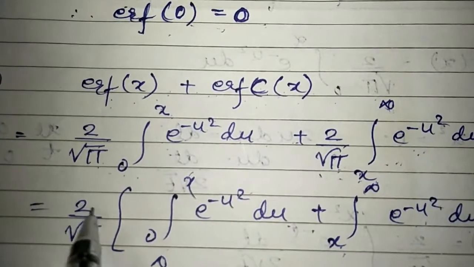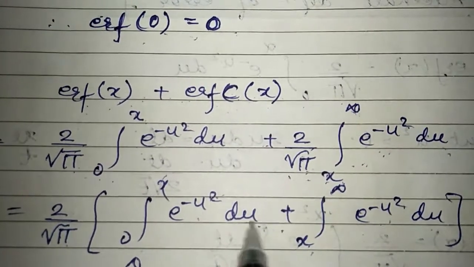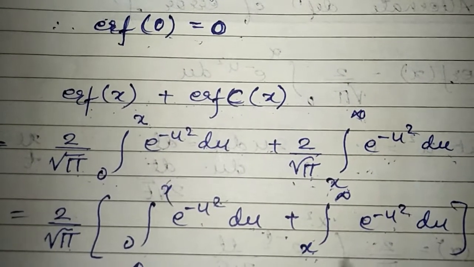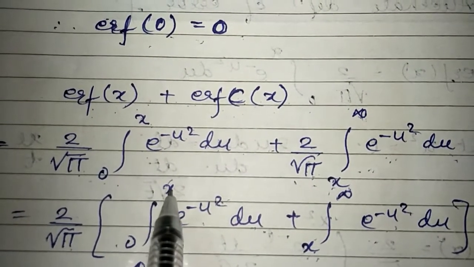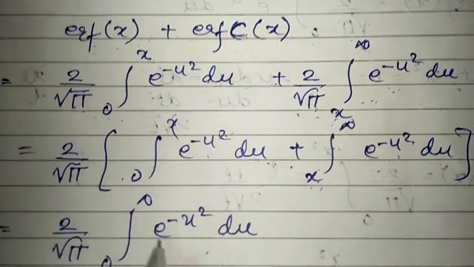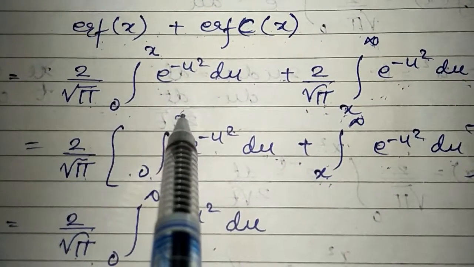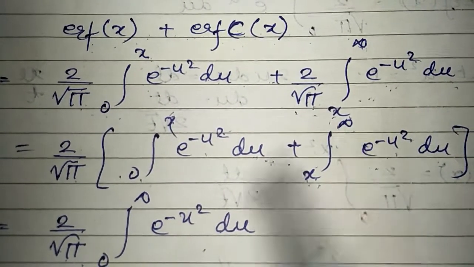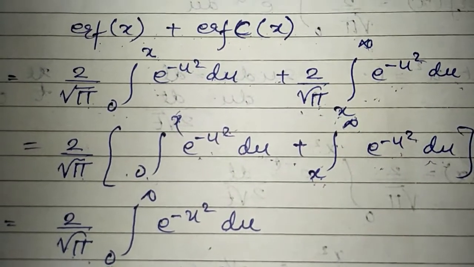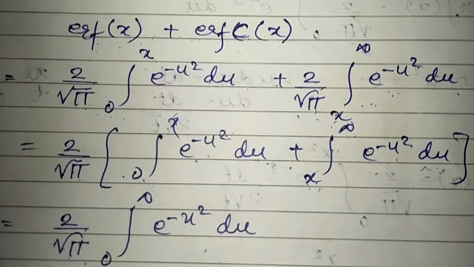This can be written as 2 upon root pi bracket integral 0 to x e raised to minus u square du plus integral x to infinity e raised to minus u square du. Now you can see here only the limits are different. You can add these two integrals and write it as 2 upon root pi integral. Here we have 0 to x and here we have x to infinity, and this term is the same for both the integrals. So what we have is integral 0 to infinity e raised to minus u square du.